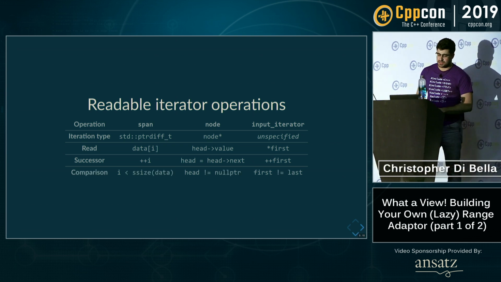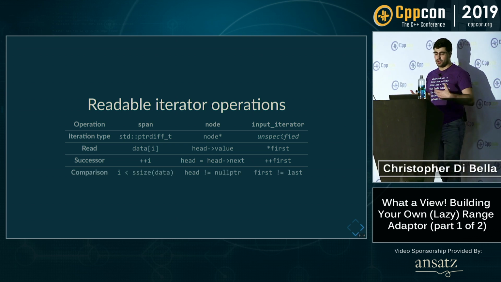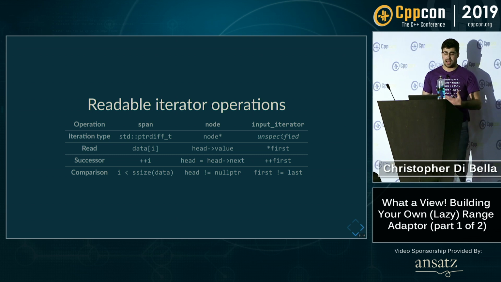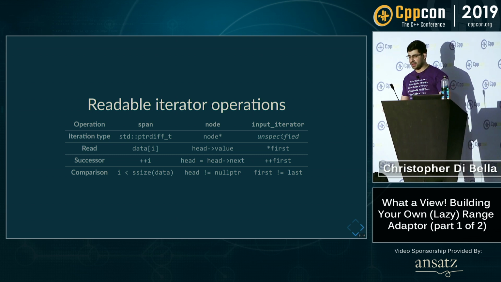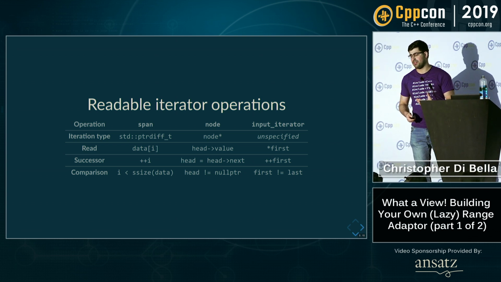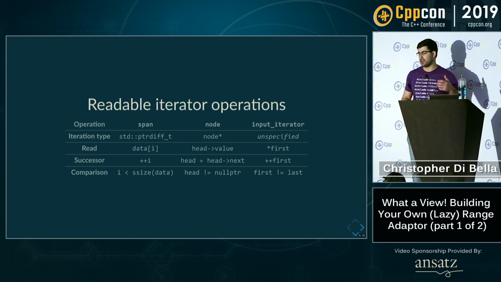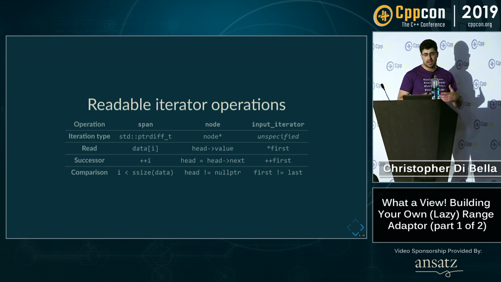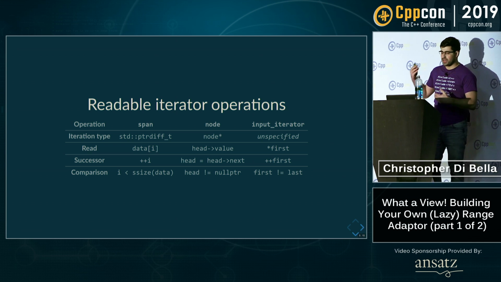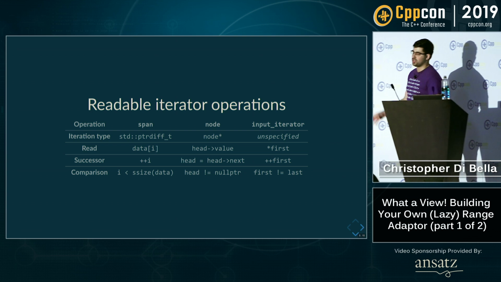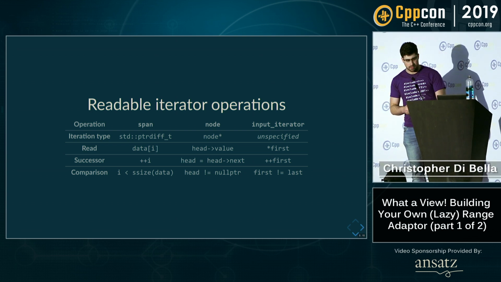And comparison is slightly different, but again, we can unify it. The way we do that for span is to compare the current index against the size of the data of the span. For the linked list, we're checking that the head is not null. And in the input iterator case, we're going to say that there's a thing called last that defines what the finishing rule is for the range, and we're going to compare the iterator first against the finishing rule last. We'll come back to that in just a moment.